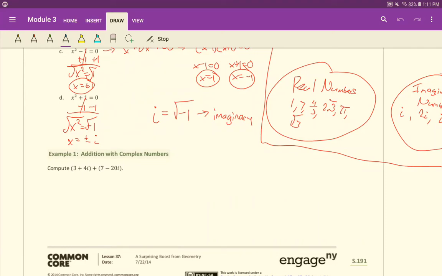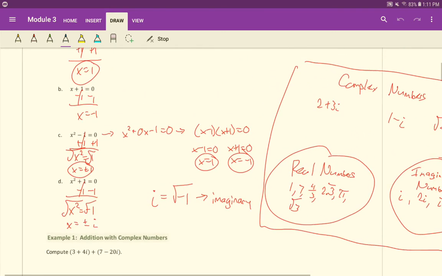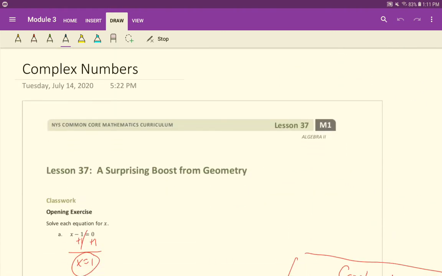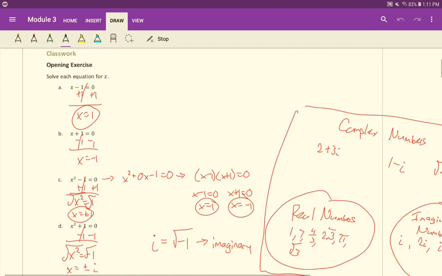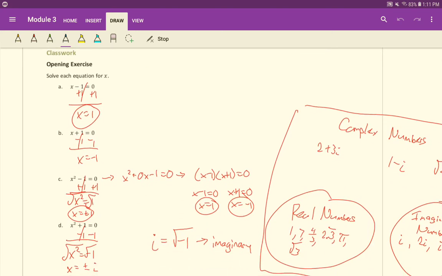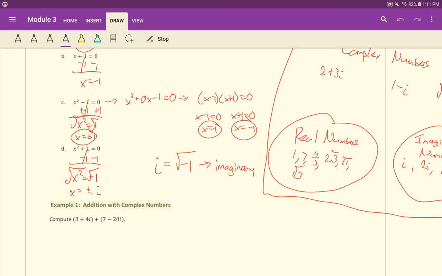Hello and welcome back. Today, in this video, we are going to continue our look at complex numbers. And this is the last lesson, lesson 9 here in module 3, where we're talking about quadratics. So we saw that in solving equations, sometimes we ended up with this strange situation where we were trying to take the square root of a negative number.